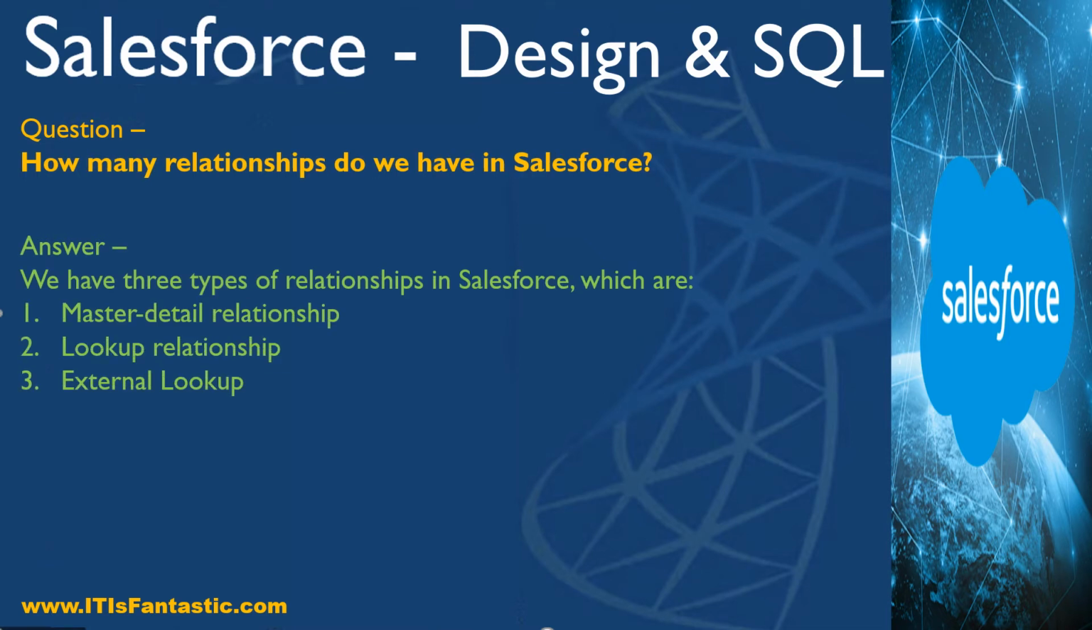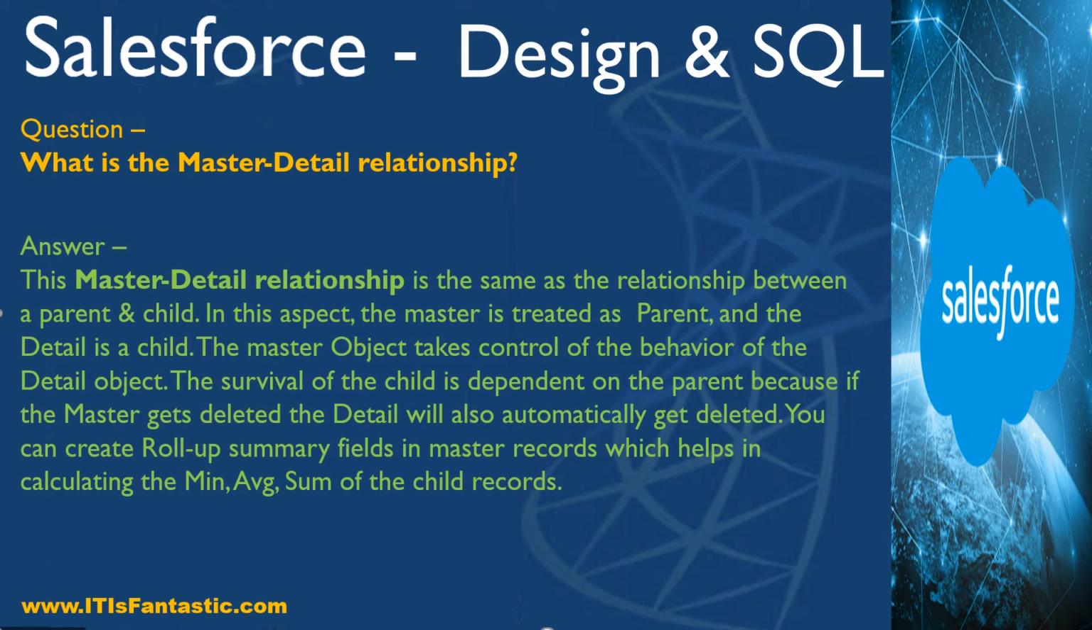How many relationships do we have in Salesforce? We have three main types of relationships, which are master detail relationship, lookup relationship, external lookup. What is the master detail relationship? Master detail relationship is the same as the relationship between a parent and child. In this aspect, the master is treated as a parent and the detail as the child. The master object takes control of the behavior of the detail object.